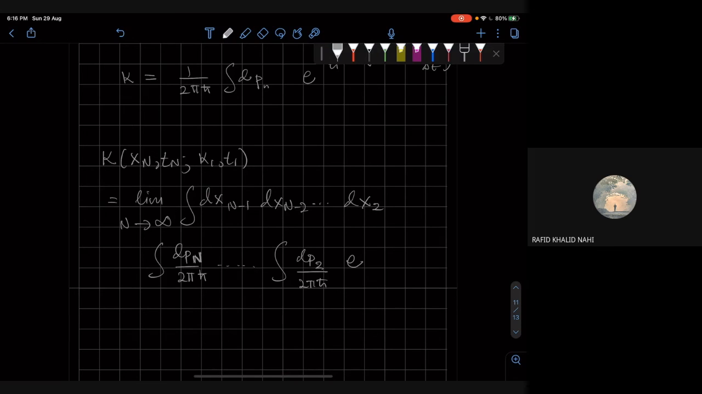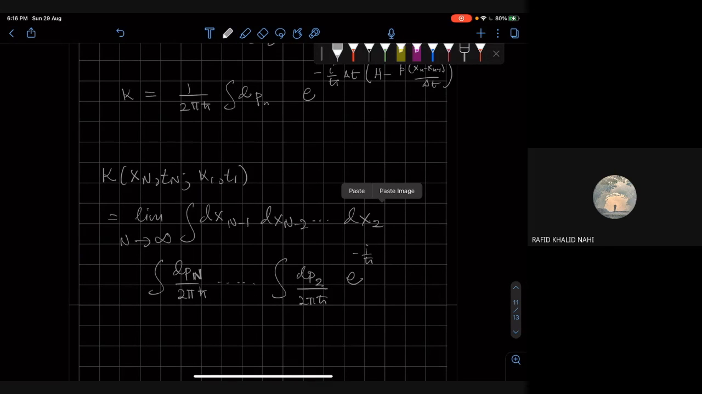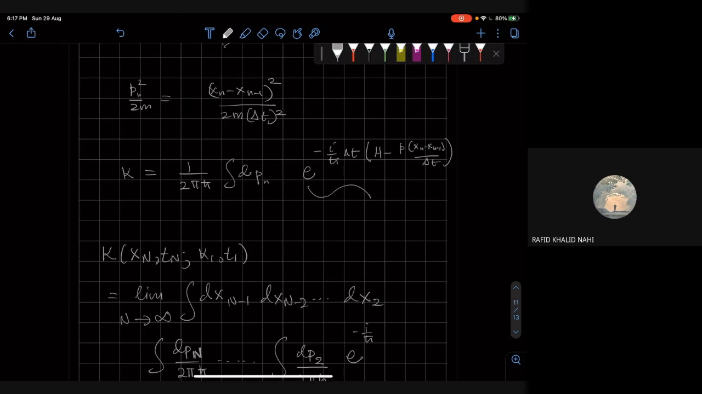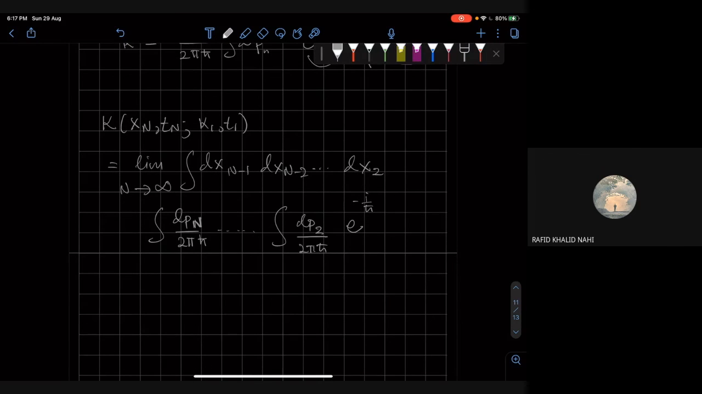And in the limit, we have the exponential of i by h bar, and each of these little intervals contributes this. So there's going to be a sum over delta t. So this is going to become an integral from t_1 to t_n. And inside the integral, I'm going to have the Hamiltonian minus p x dot, dt. Okay. Those of you who are paying attention can recognize this as the Lagrangian. Okay, so let's see that this works out.